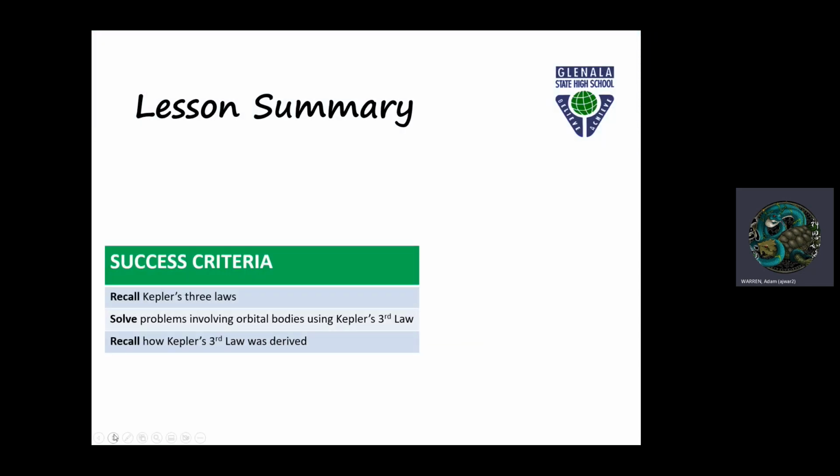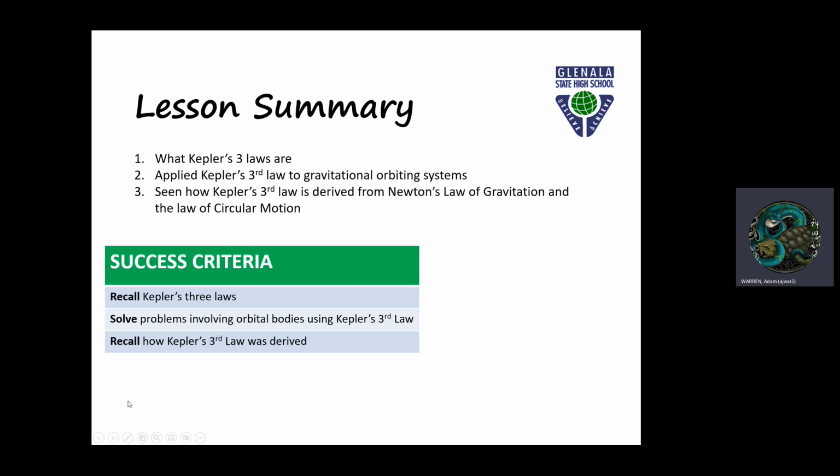All right, so looking at what we've learned in this video, we've learned what Kepler's three laws are. We've applied that third law to gravitational orbiting systems. And we've seen how Kepler's third law was derived from two laws that we've already seen, the law of gravitation and the law of circular motion.